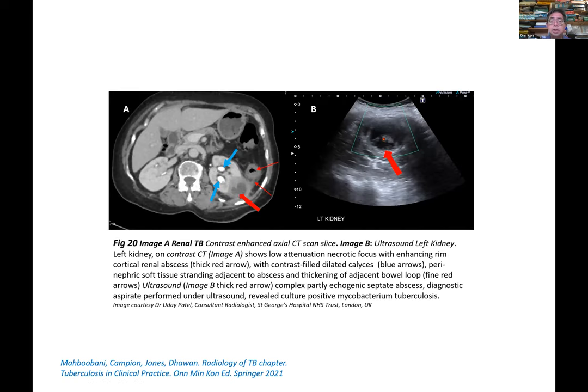Similarly, more CT on the left and ultrasound on the right. You can see here dilated calyces, a collection here. And on the ultrasound, it looks like a septate abscess. And in fact, they biopsied this using, I think, ultrasound guidance and found MTB.